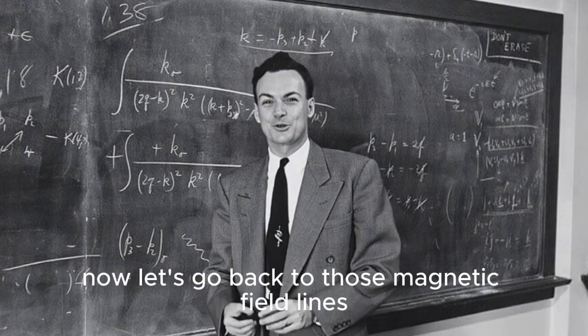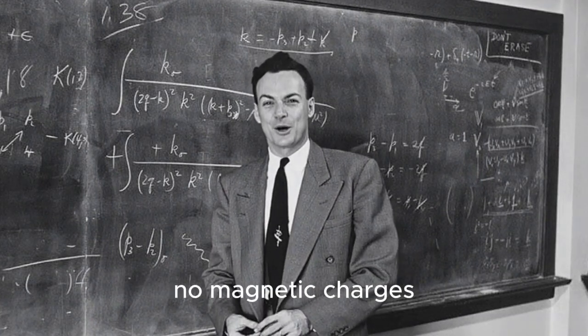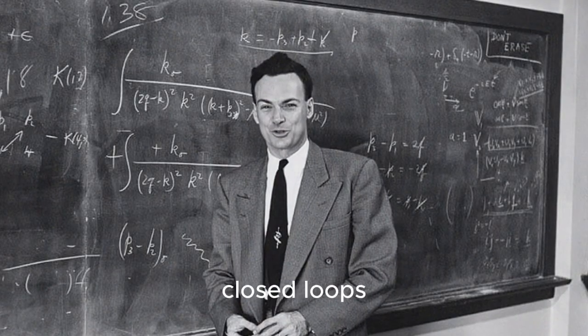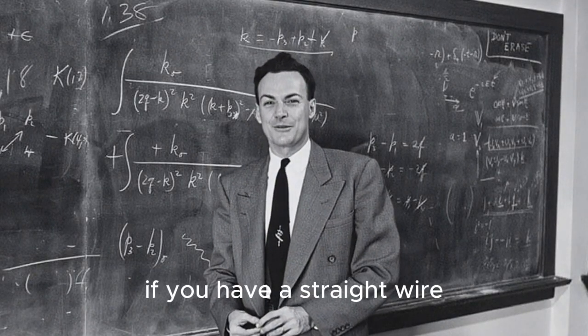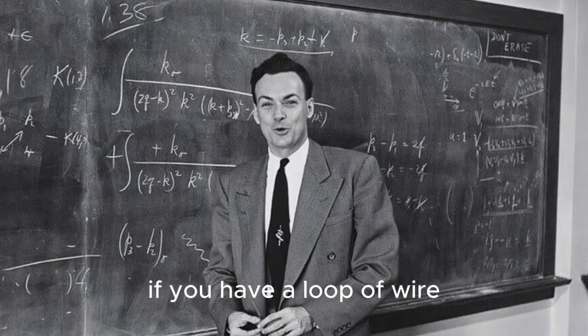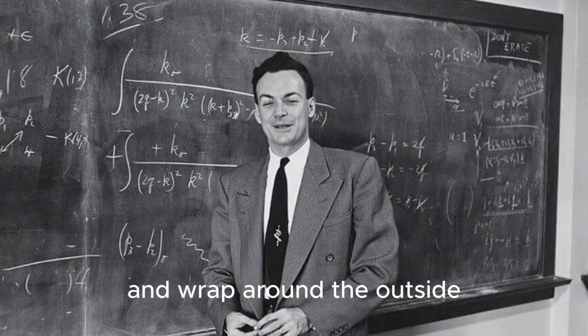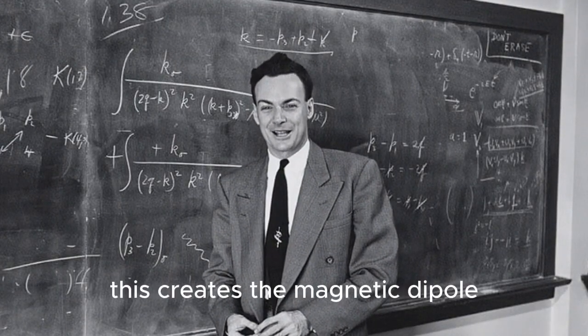Now let's go back to those magnetic field lines. Remember, divergence of B is 0, no magnetic charges. This means magnetic field lines have to form closed loops. They are like rubber bands that never break. If you have a straight wire, the field lines circle around it. If you have a loop of wire, the field lines thread through the middle and wrap around the outside looking like a donut. This creates the magnetic dipole.